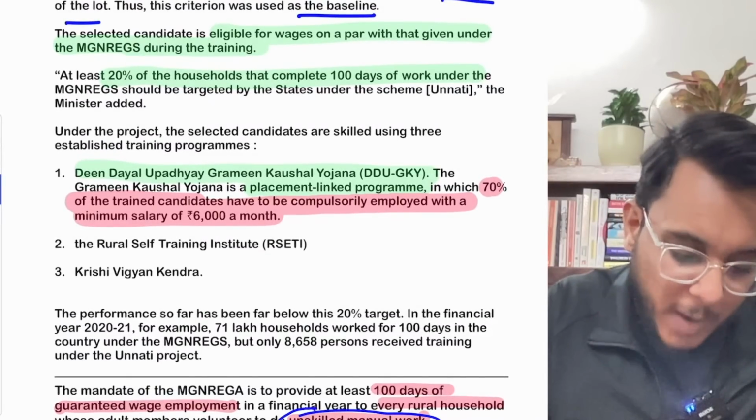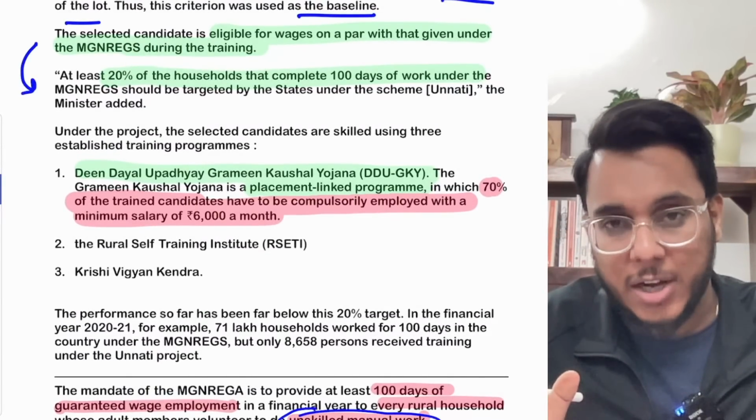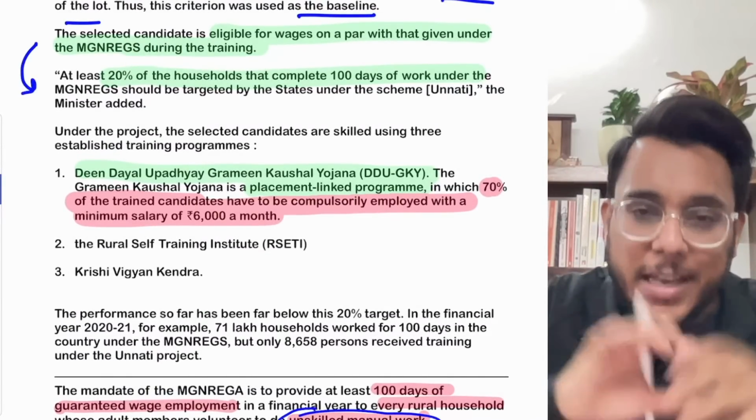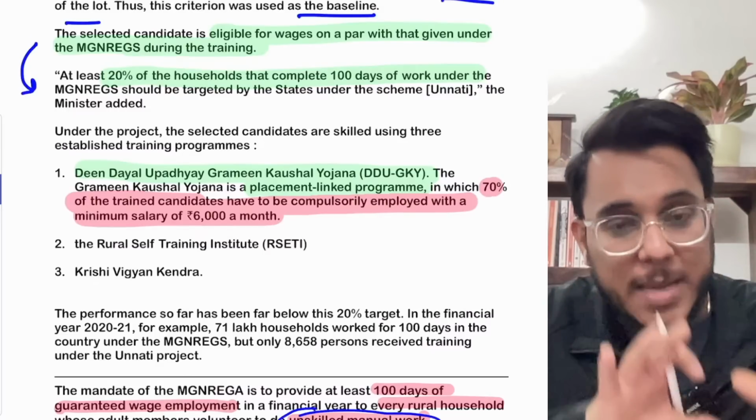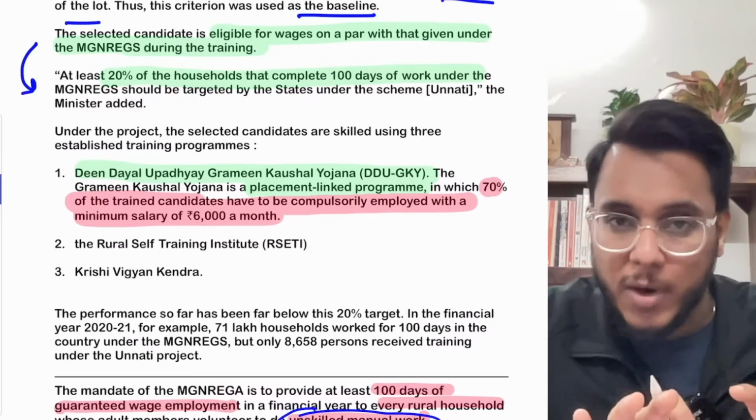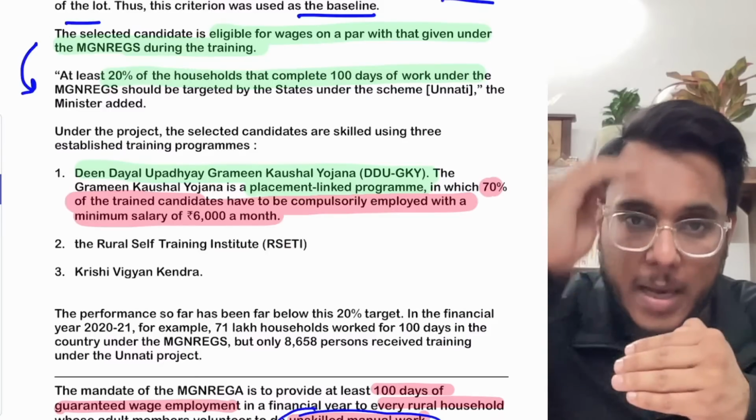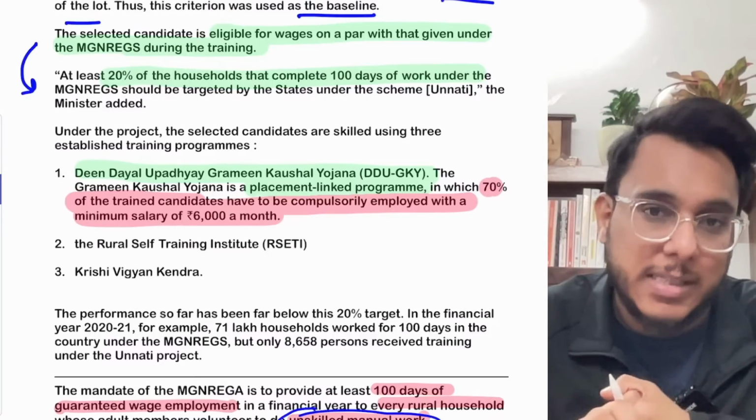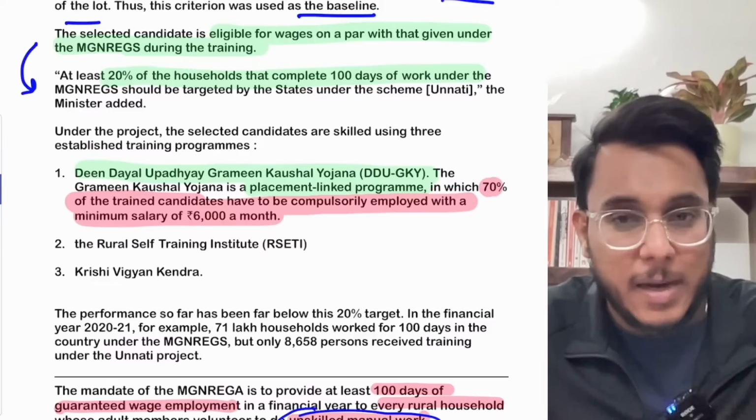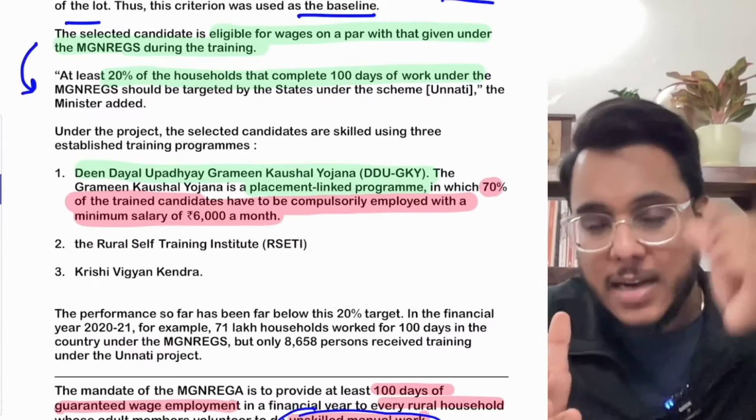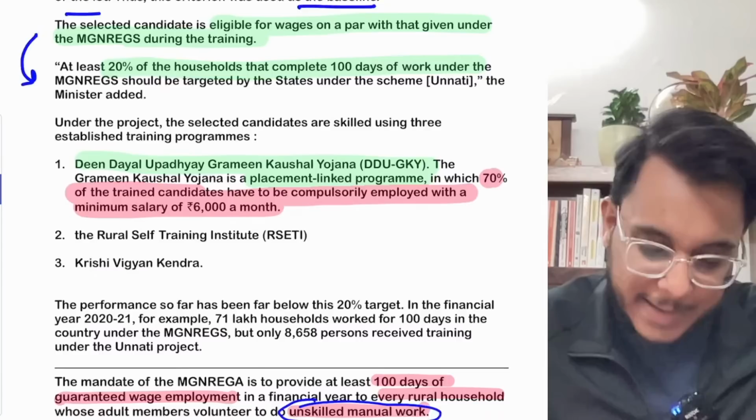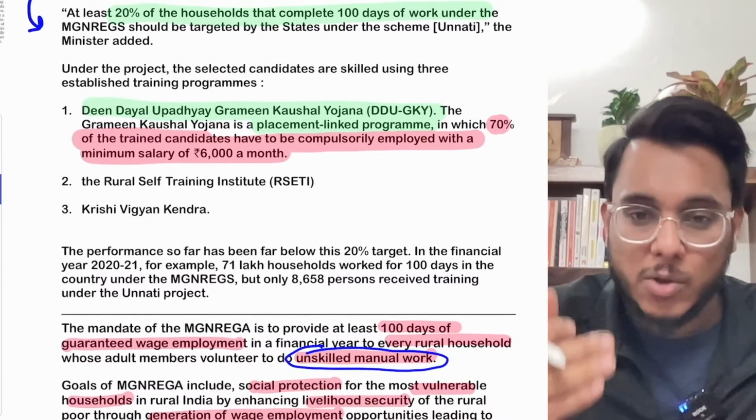Now, it has been provided by the central government to the states that you have to make sure that at least 20% of the people who got the work under MGNREGA are being sent under the Unnati scheme. Okay, so if 100 people worked under MGNREGA, please at least send 20 under the Unnati scheme. That was the target that has been given. Now, we'll discuss that particular thing.